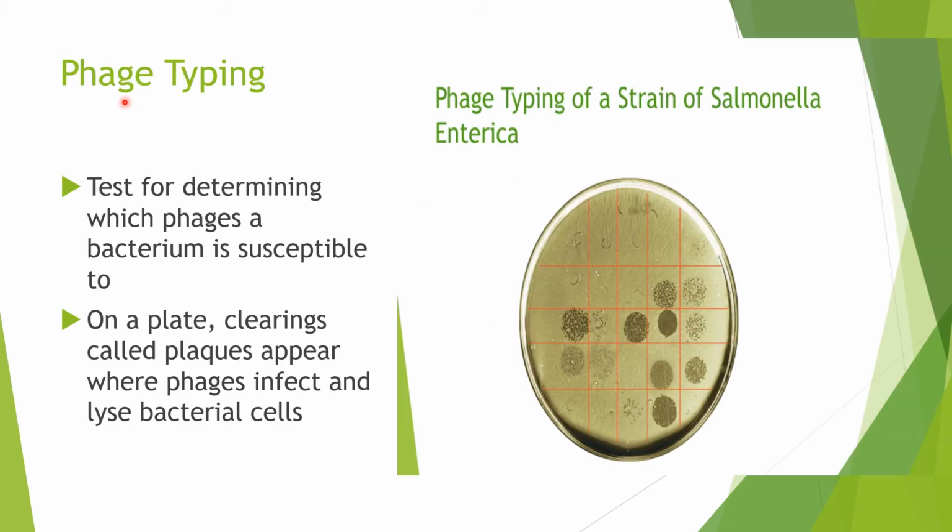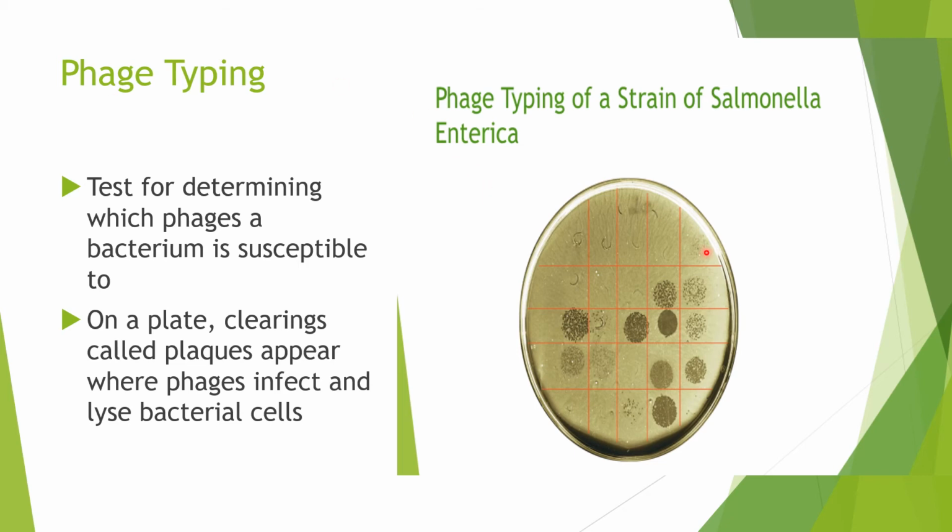Another test we do is known as phage typing. Phage is short for bacteriophages. What are bacteriophages? Bacteriophages are viruses, natural viruses that have the capability of killing certain bacteria. Again, not all bacteriophages can kill any bacteria out there. They are pretty specific in terms of which bacteria they can kill.